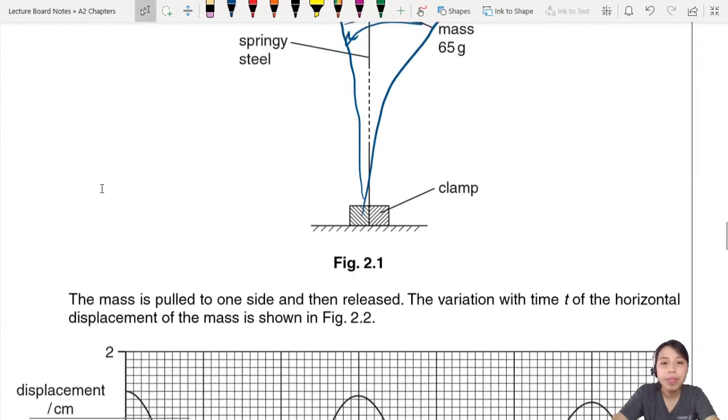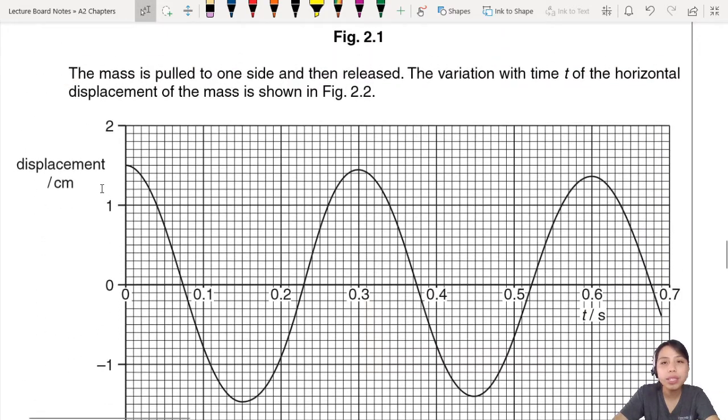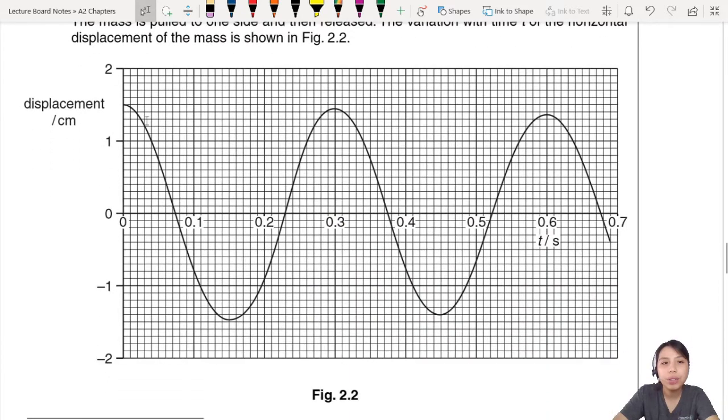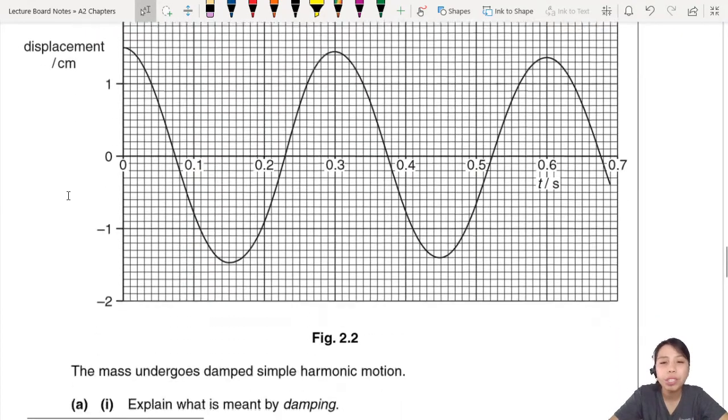But anyway, what's going on here? The mass is pulled to one side and released. The variation with T of the horizontal displacement is shown. So this is this thing. Is it damped? You look at the displacement, it starts off here, it gets smaller and smaller and smaller. So it's damped, so there'll be some question about that.